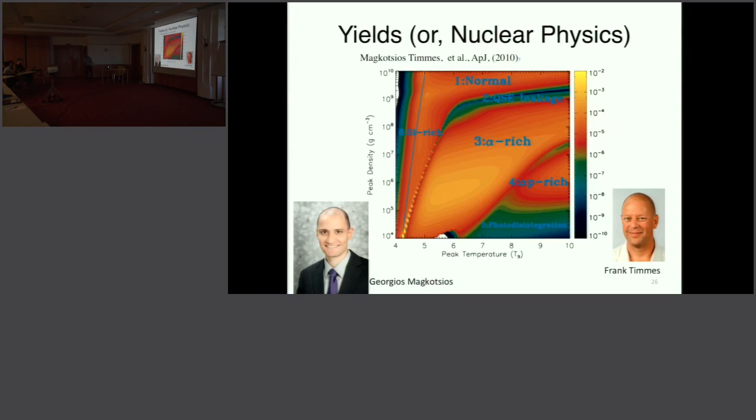So the classic one is this kind of alpha-rich freeze-out, where you shock heat up, you produce a whole bunch of alpha particles, and that's what's dominating the burning.